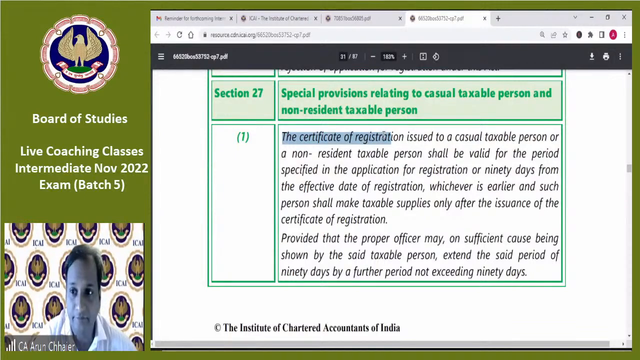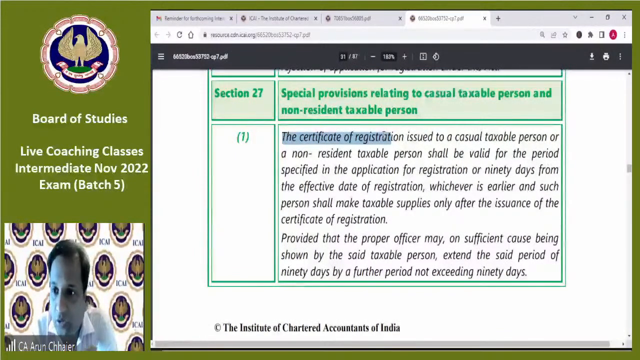All part clear hai, but casual taxable person does not have any fixed establishment in the state. In my example, like Delhi. So what is the option? He can register as a casual taxable person in the state of Delhi, and then only he can make taxable supplies.